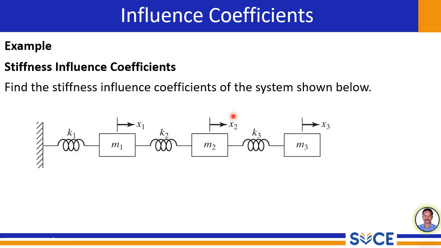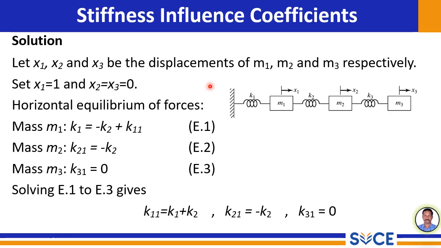We will determine the forces for each mass when we apply a unit displacement at one mass at a time. Let's solve this in a step-by-step manner. Let me start with unit displacement at mass 1. That means x1 equals 1, x2 is 0, x3 also 0. That is, if we displace mass 1 by 1 unit and keep all other masses at equilibrium, that is zero displacement, we need to find the forces at each mass to maintain the same configuration.